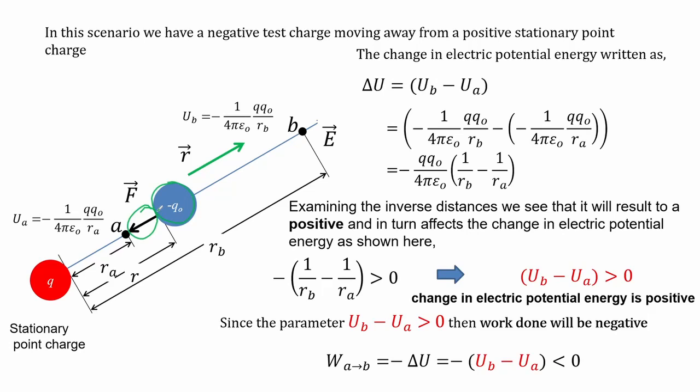We see that it has a negative sign due to the negative electric charge of the test charge, and this affects the displacement ratio, turning it into a positive value. This in turn makes the change in electric potential energy positive as it moves away. So the work done will then be negative.